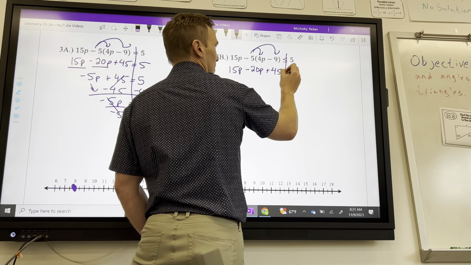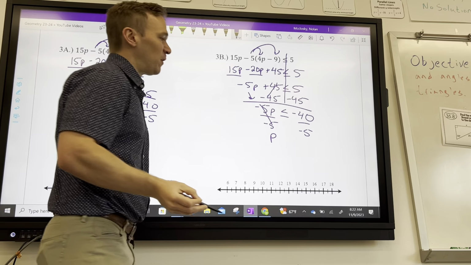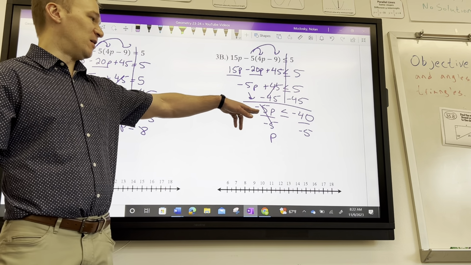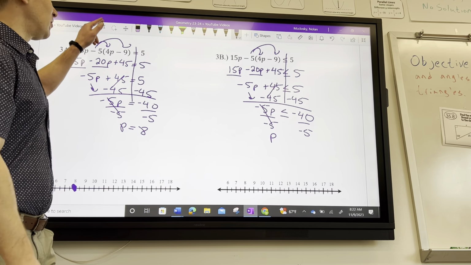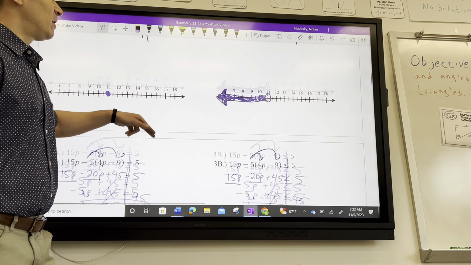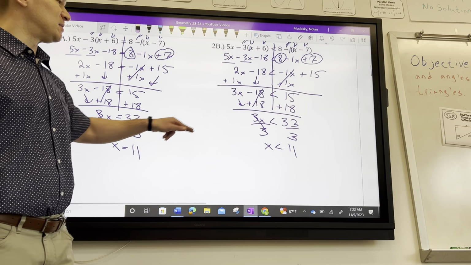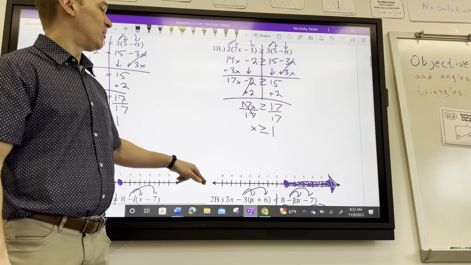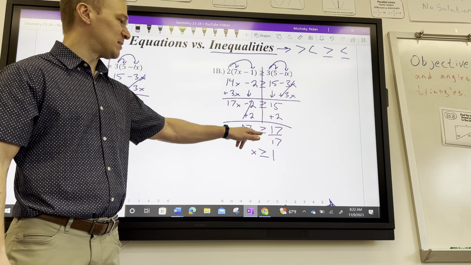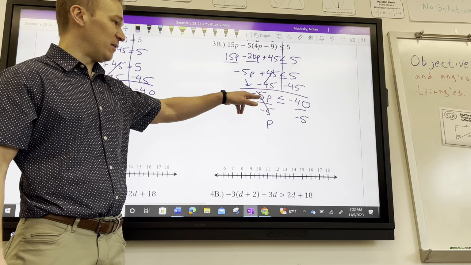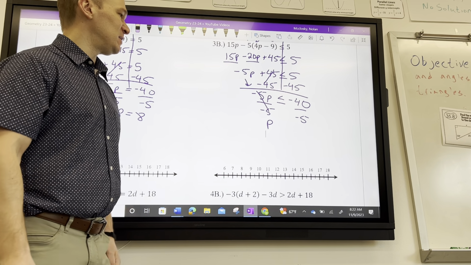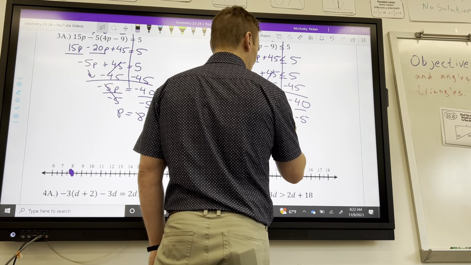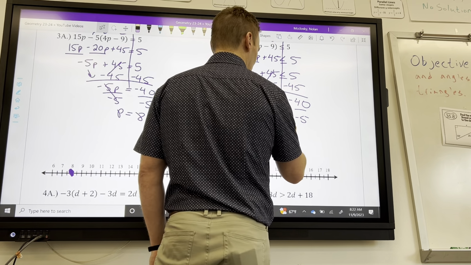Okay, this is the part that is a little bit different from anything we've done so far. This number next to the p, next to the variable, is negative, correct? The first two we have done, this number has been positive and the inequality sign has stayed the same. Now this time this number is negative, which means the inequality sign is going to flip. Whenever you divide both sides by a negative, you must flip the inequality sign.